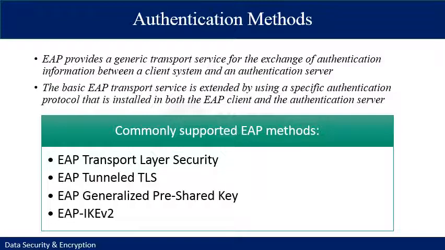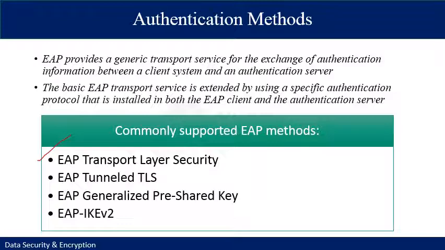The EAP provides the generic transport service for the exchange of authentication information between the client system and the authentication server. The basic EAP transport service is extended by using specific authentication protocols that are installed in both the EAP client and the authentication server. Numerous methods have been defined to work over the EAP protocol, and commonly supported EAP methods are EAP transport layer security, EAP tunneled TLS, EAP generalized pre-shared key, and IKEv2.